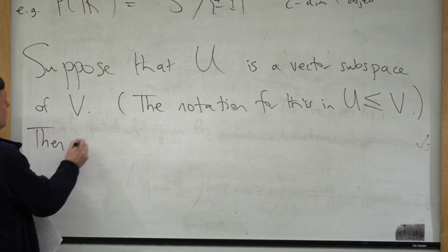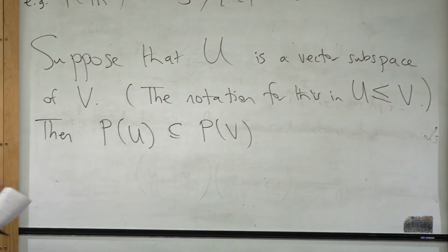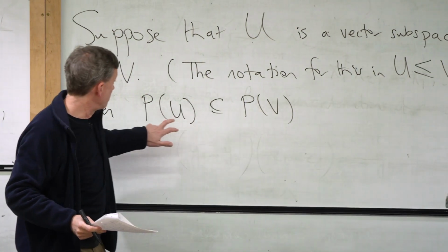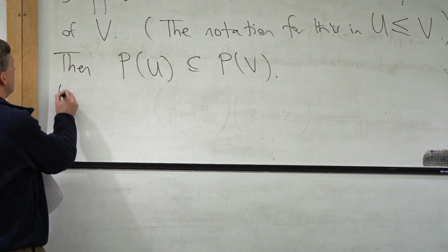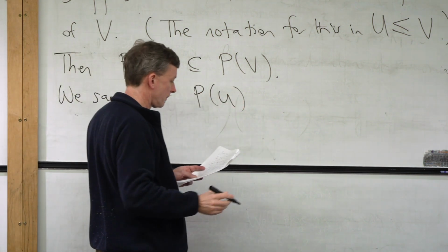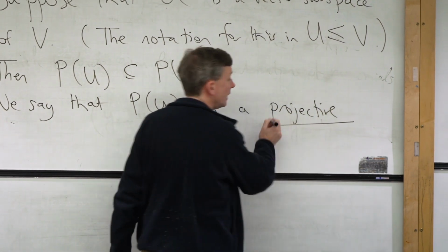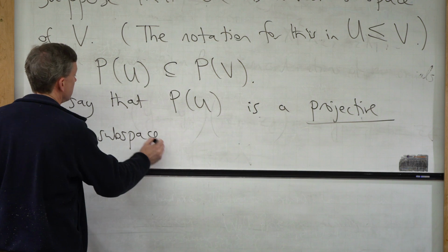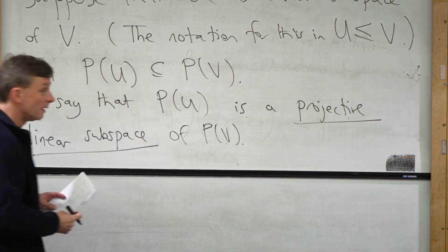Then it's just kind of obvious that P of U is a subset of P of V, because a one-dimensional vector subspace of U is also a one-dimensional vector subspace of V, so a point in there is a point in there. And we say that P of U is a projective linear subspace of P of V.